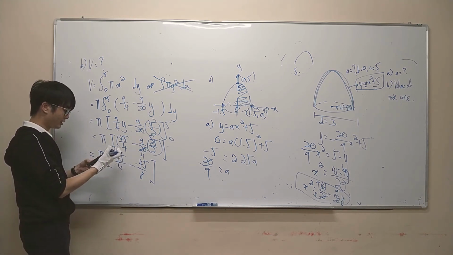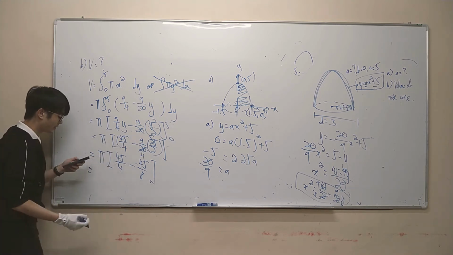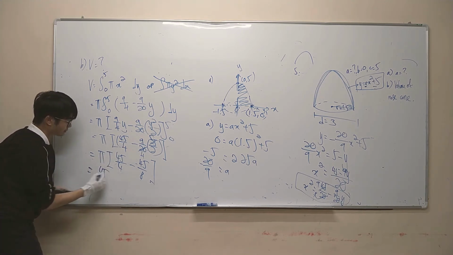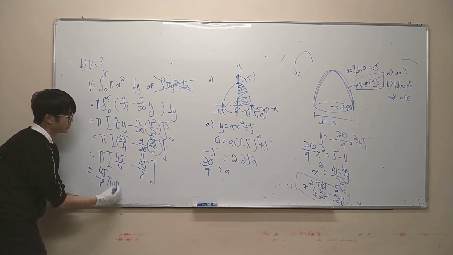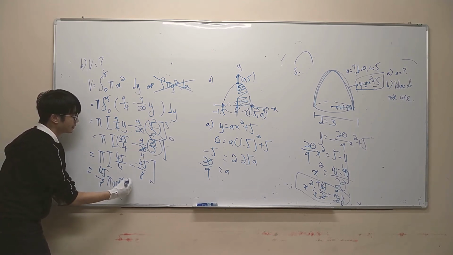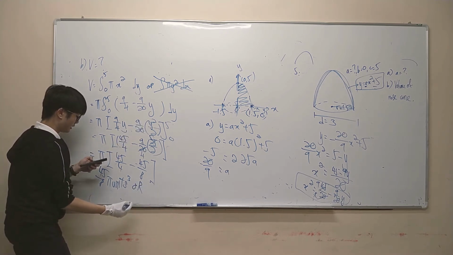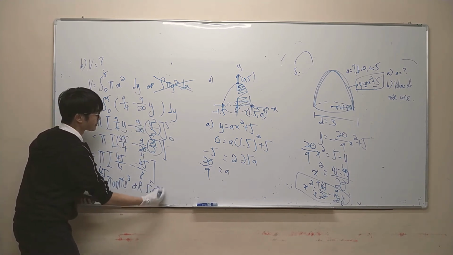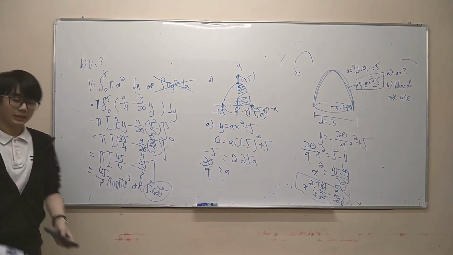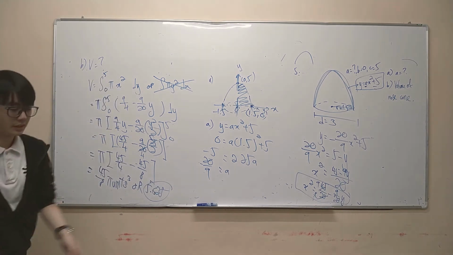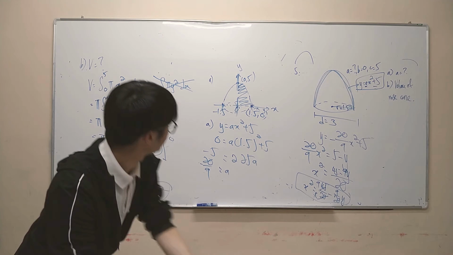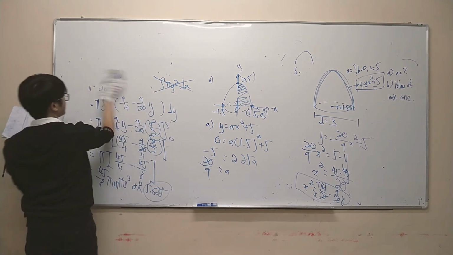45 divide 4 minus 45 divide 8. Okay, so what do you get? 45 over 8 pi units cubed. Okay? Because it's a volume, right? Or you can also write 5 over 625. Okay, can also. Right, that's all. Okay, next question. Okay, I'll erase it.